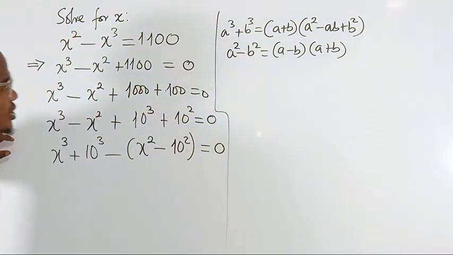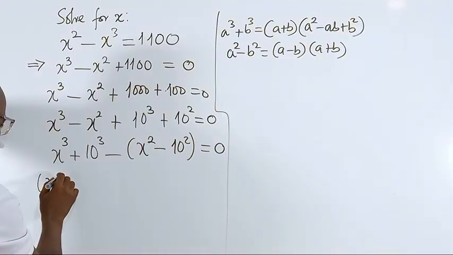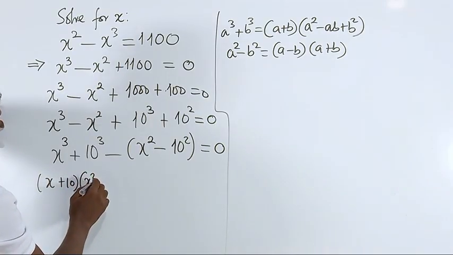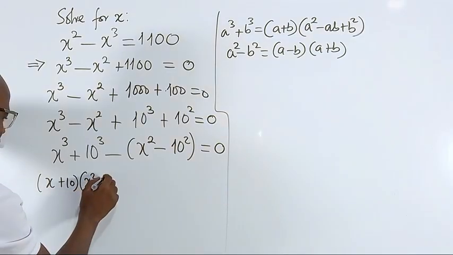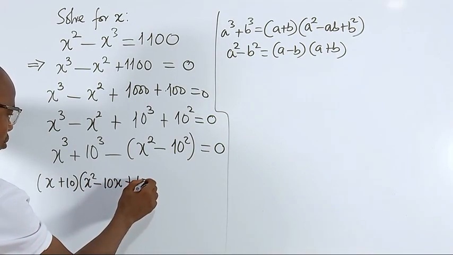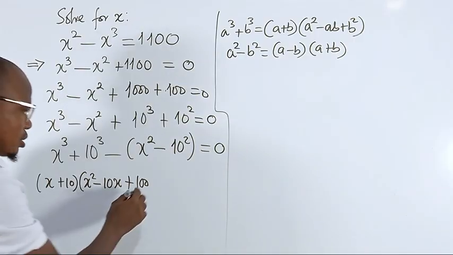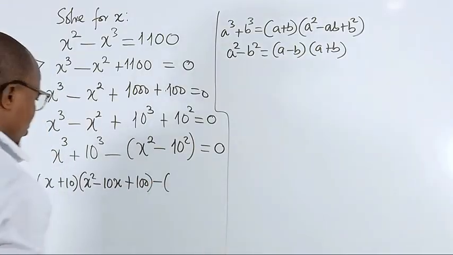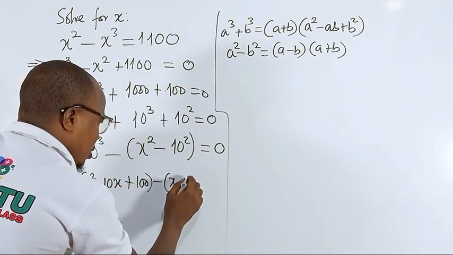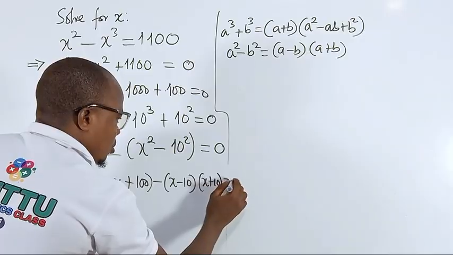Now, using this identity here, x cubed plus 10 cubed, I can write it like x plus 10, then into x squared minus ab, that is 10x, we multiply the two together, plus b squared, we have 100, then minus into this is what? x minus 10, then x plus 10, everything equals 0.